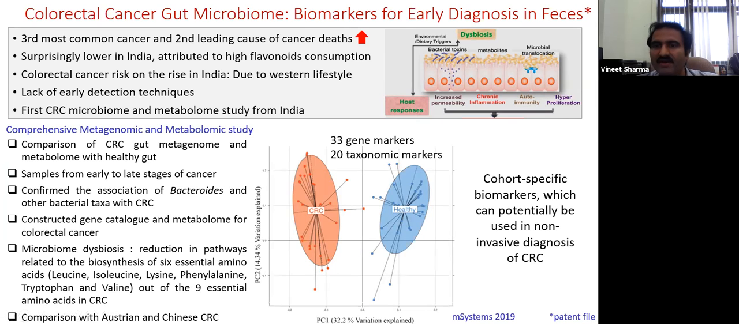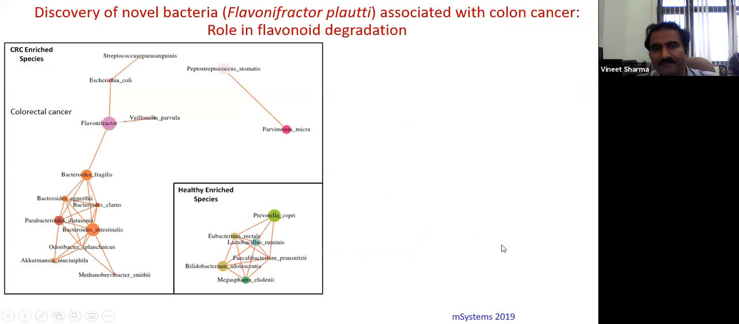And we can use these markers to develop diagnostic kits, which we are also developing. Right now, we have several leads for that. And this can find applications in non-invasive and early diagnosis of colorectal cancer, even in the first stage, just by looking at the gut microbiome and its metabolites. And this work was published in mSystems.